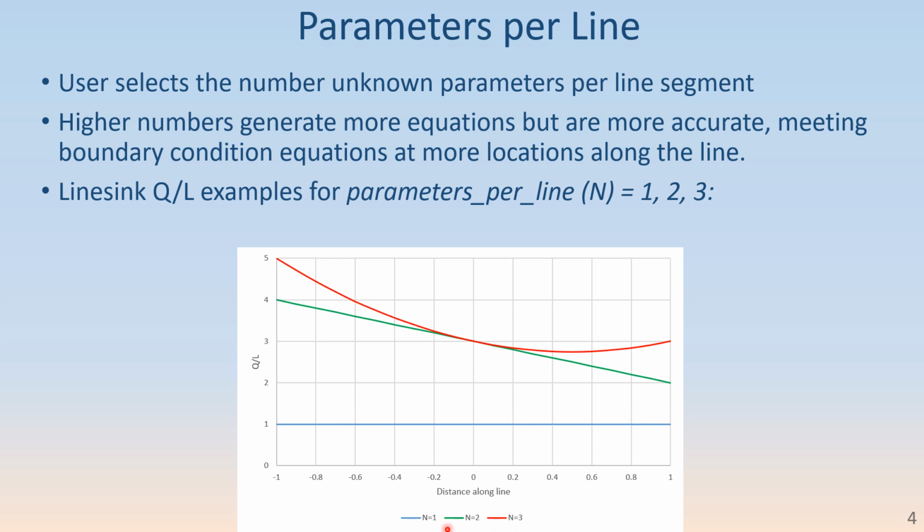You could increase that to 2 parameters per line, the green line, and then you'd get a linear variation from a higher rate at the left end of this element to a lower rate at the right, and varying linearly in between. And then go one step further to 3 parameters per line, the red curve, and then you get a parabolic distribution. And you can go in Anaqsim up to 10, I believe, 10 or 12 with the parameters per line. I find that most often I'm using somewhere around 2 to 6 parameters per line, depending on the situation.